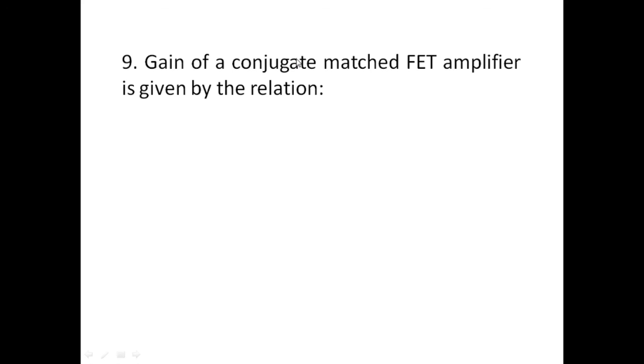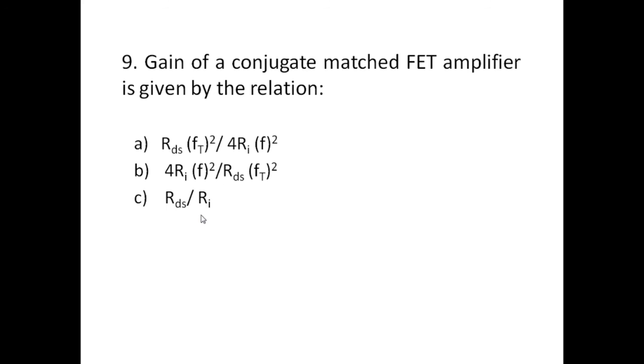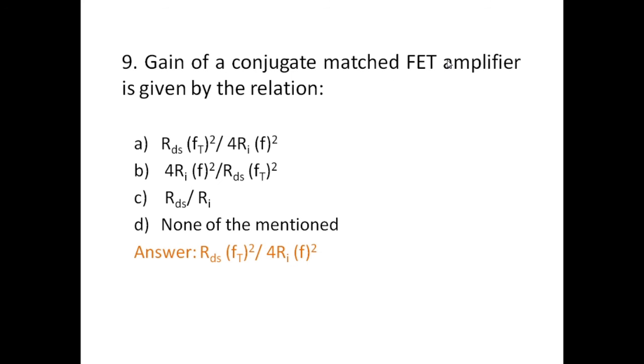And now the 9th question, gain of a conjugate matched FET amplifier is given by the relation option A RDS fT the whole square divided by 4 RI f square, option B the reciprocal of option A, option C RDS divided by RI, and option D none of the mentioned. The answer is option A, because the FET consists of 3 terminals: gate, drain, source. The gain of the amplifier always depends on output versus input, so output is always taken from drain to source.